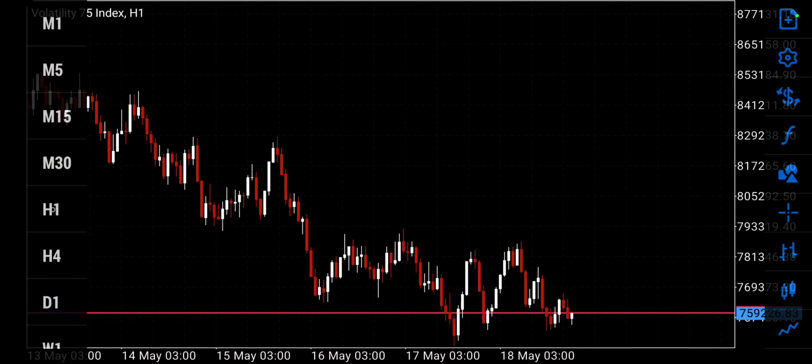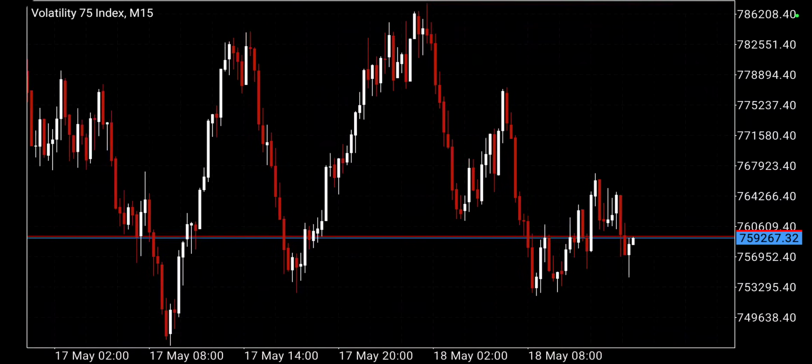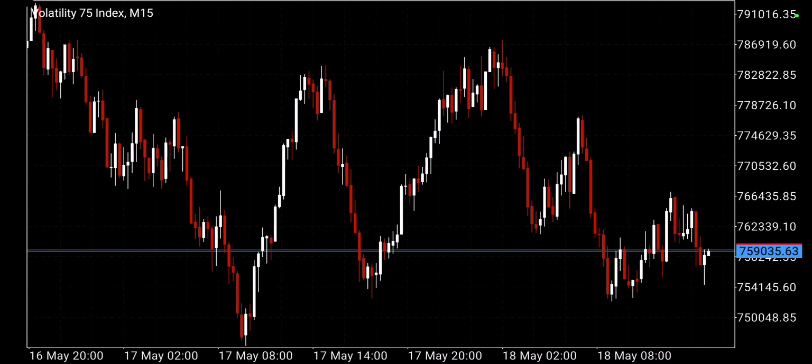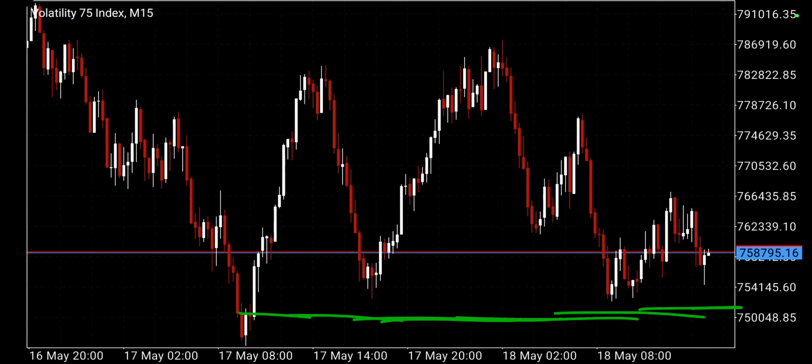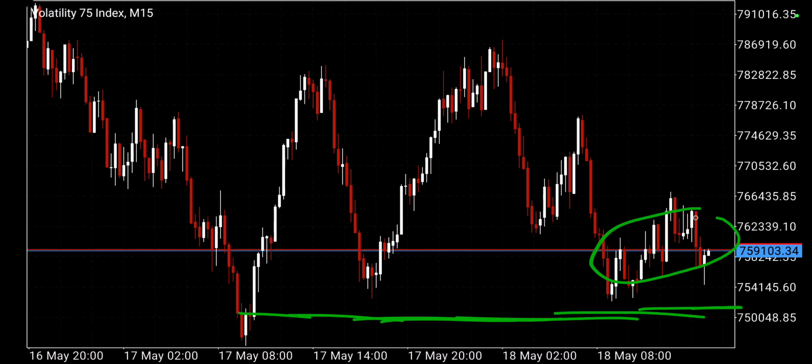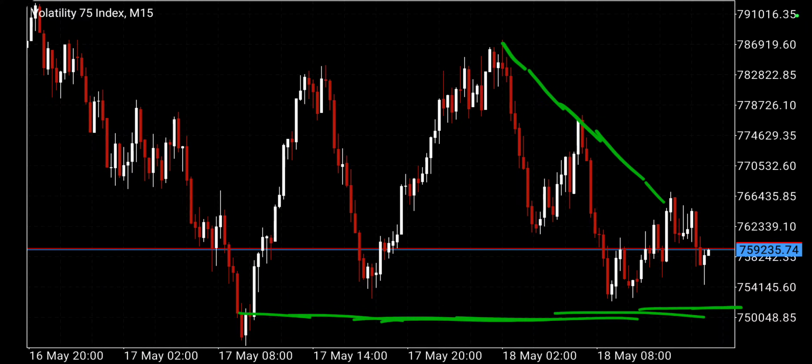So let's just do M15, which is what most people like on this thing. The lowest point is here on M15. The price currently is just going sideways. But remember, you can't trade all the time frames. The ones that you pick, just make sure you stick to them.